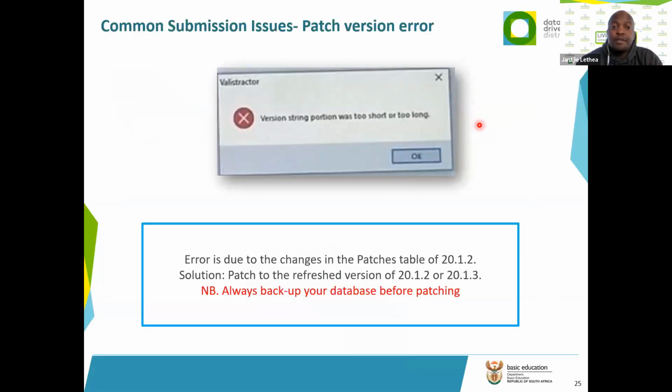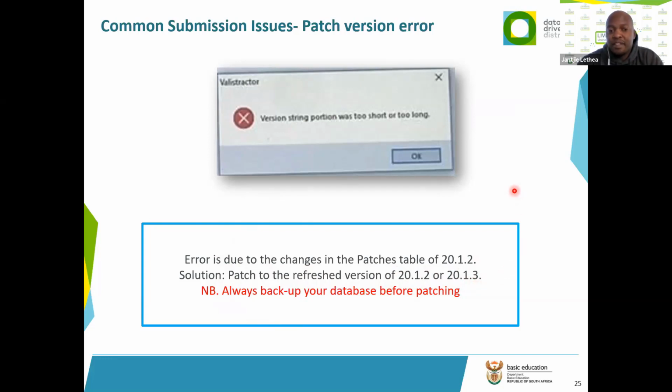There are schools who come across this error that we are seeing on my screen here, and it will say version string portion was too short or too long. This error is due to the change in the patches table 20.1.2. The solution for these schools is to patch to the refreshed version of 20.1.2 or 20.1.3. These two versions are available on Tutor.